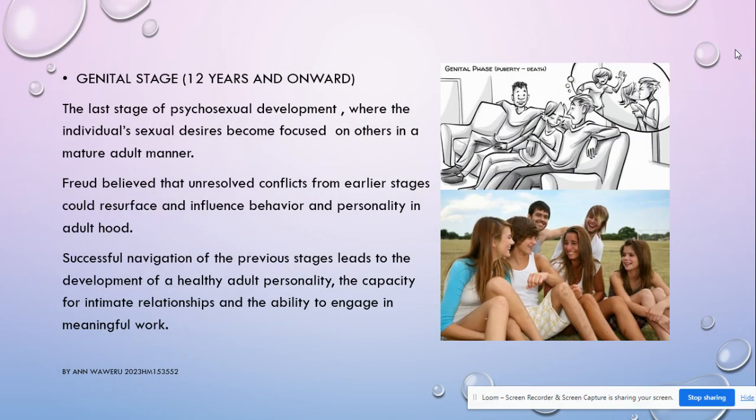The last stage is the genital stage, which is usually 12 years and onwards. This is where the individual's sexual desires become focused on others in a mature and adult manner. So here you may find your son coming to tell you, Mom or Dad, I have seen a girl and I'm attracted to her. Or your daughter tells you there's this boy that I'm falling in love with. But it's up to you as a mother or a father to guide them on how to go through such relationships. And yes, it begins early in the 12 years and onwards. So it's up to you to guide your child.